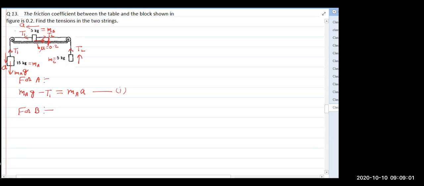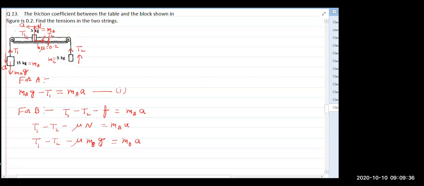So we will write for this object: T1 minus T2 minus friction equals MB into A. And how much can we write the friction? Friction will be mu times the normal. The normal on a horizontal surface is equal to mg. So mu MBG is the friction, and MBA on the right side. So we can write it like this. This is for B. This is equation 2.